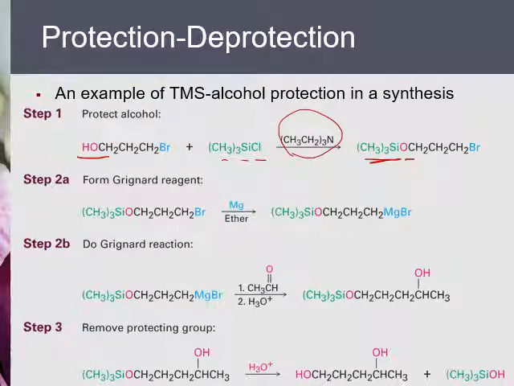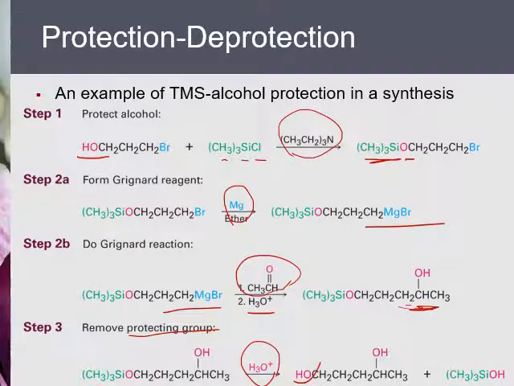This trimethylsilyl ether is inert to many reactions, including Grignard reagent. So the next step is to make a Grignard reagent by adding magnesium metal, and the Grignard reagent is synthesized. The Grignard reagent reacts with an aldehyde, in this case ethanal, followed by acid solution, giving you the alcohol. So after this chapter, you should be familiar with this method to prepare alcohols. Last step, remove the protecting group by adding acid solution. The alcohol is regenerated.